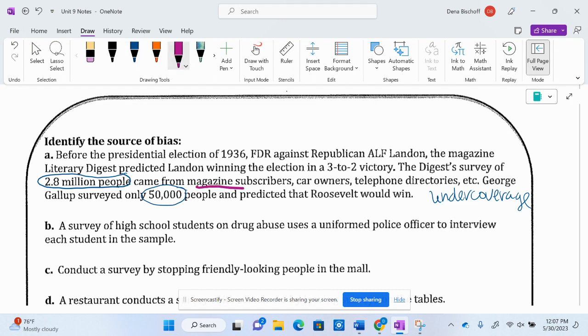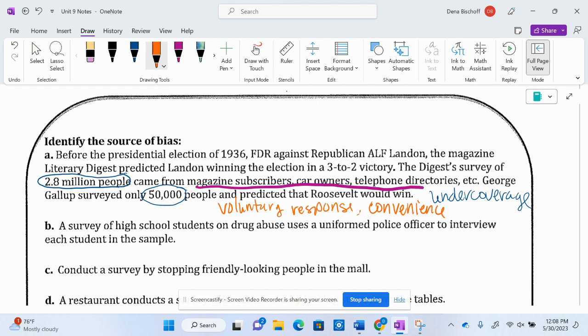What about the magazine? Like this Digest survey surveyed people who were subscribers, car owners, or had their name in a telephone directory. Yeah, voluntary response. Good job. And you can also put convenience if you want convenience.